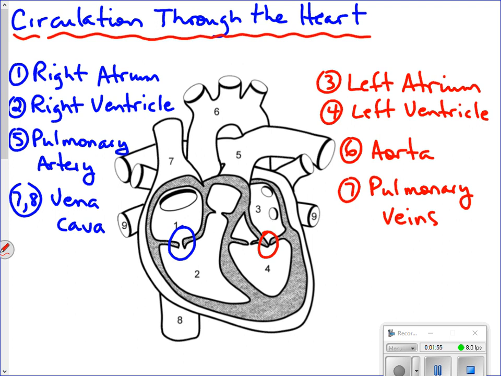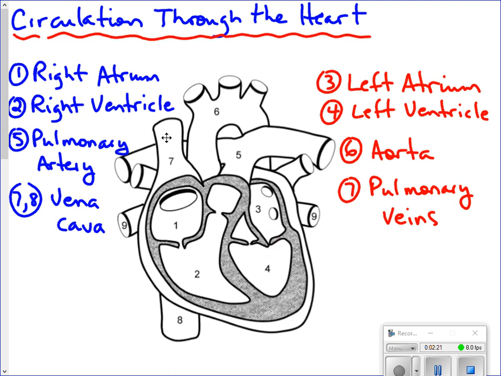We also have semilunar valves. We have one here on the left side, and one here on the right side, and that prevents blood that's exiting the heart from draining backwards back into the heart. So in Science 30, you just need to know that there are 4 valves in the heart. They prevent backflow of blood. They make sure the blood flows in the correct direction. You don't need to know the names of them. You do need to be able to recognize them when you see them.